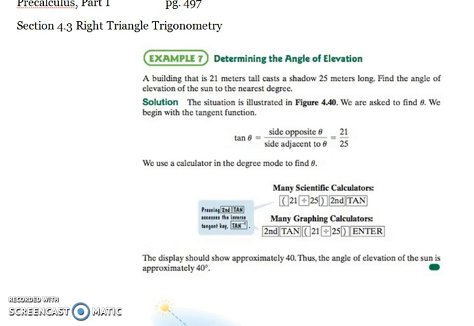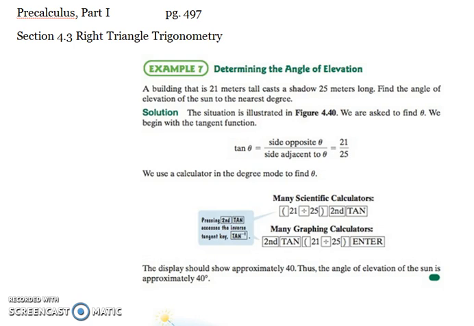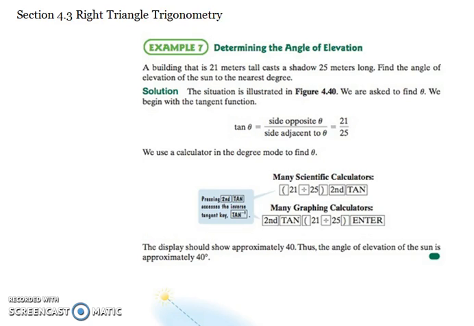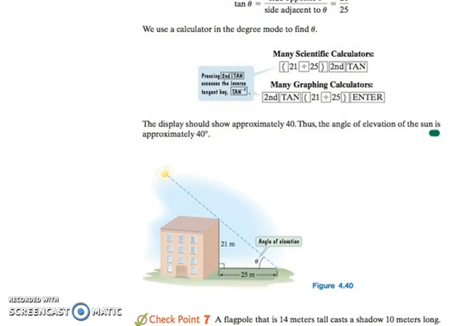Okay, this is Pre-Calculus Part 1, Section 4.3, Right Triangle Trig, Example 7 on page 497, Determining the Angle of Elevation. So it gives you the building is 21 meters tall and casts a shadow of 25 meters long, and it wants you to find the angle of elevation. Okay, so the difference here, it shows it to you in figure 4.4, which is down below. So I'm going to move the page down here for just a second.